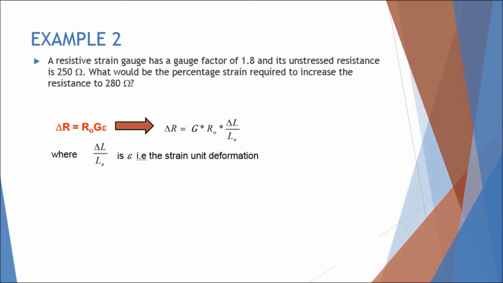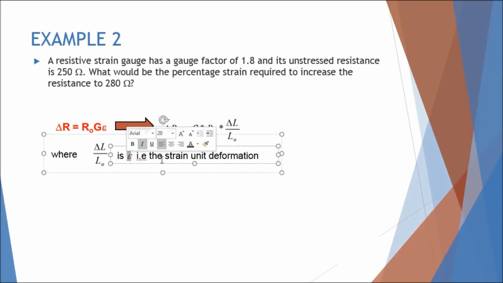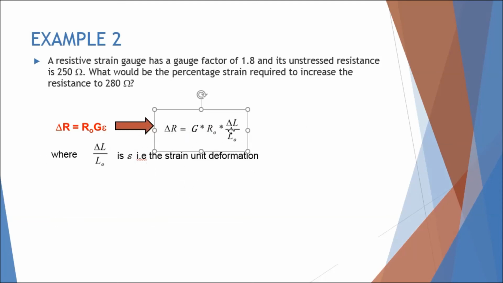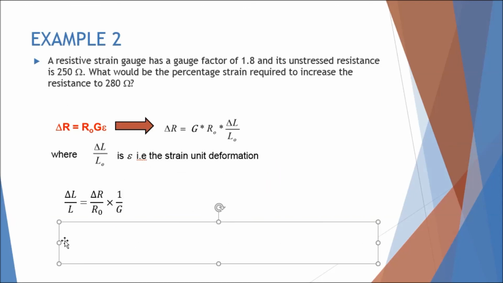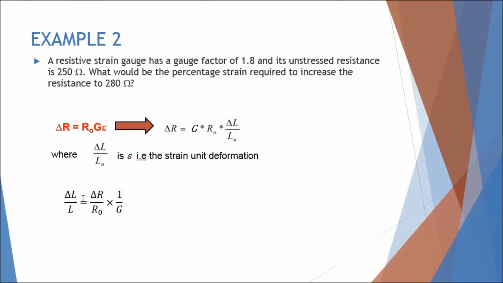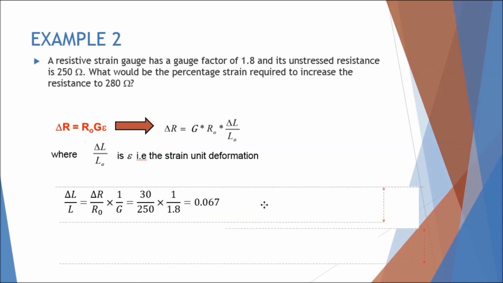Okay. So you have to look back at the formulas. This epsilon is the strain, unit deformation, which means that you need to find the value of epsilon and then change it into percentage. So what is the percentage of strain? Okay. So using this formula, or this formula, it doesn't matter, because you are going to find epsilon. So epsilon is equivalent to delta R over R naught divided by the gauge factor. Okay, and delta R is 30 over 250 multiplied with 1 over 1.8, and you get 0.067.